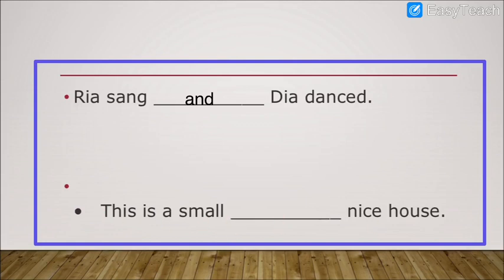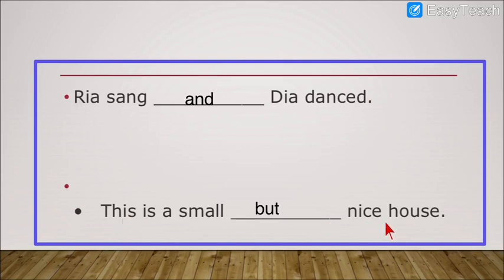house. Let me tell you why I am using but here. First, I'll just write the answer in the blank. This is a small but nice house. Now you read the first half and the second half. This is a small, nice house. On the one hand they are saying it is small, on the other hand they are saying nice. Both are different ideas.